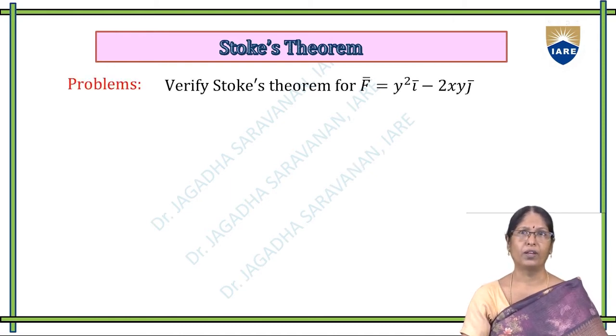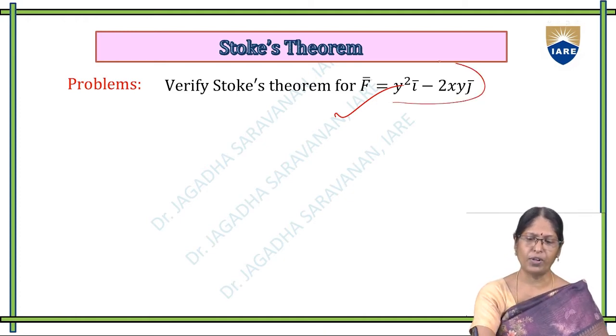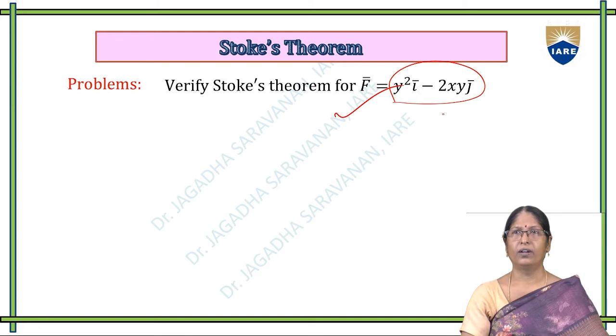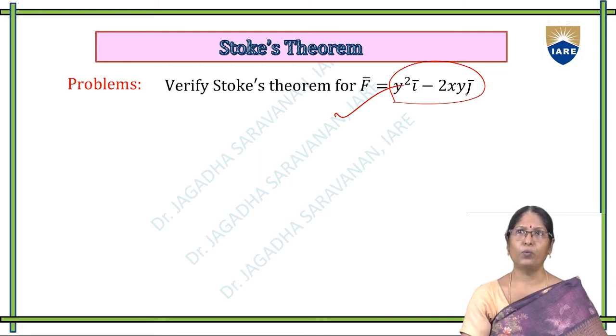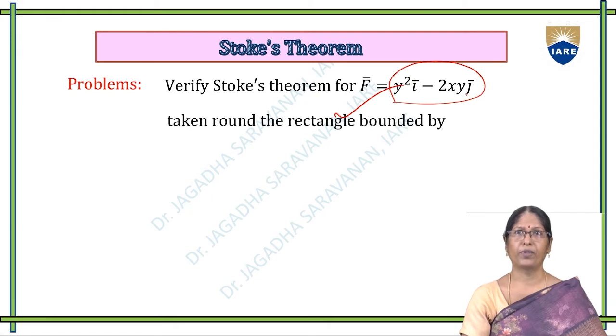Now the problem. Verify Stokes' theorem for F equal to y squared i minus 2xy j. This is the function which is given, and it is in 3 dimensions. The k, the mutually perpendicular vector, is not mentioned in our given function. Only y squared i minus 2xy j is given.